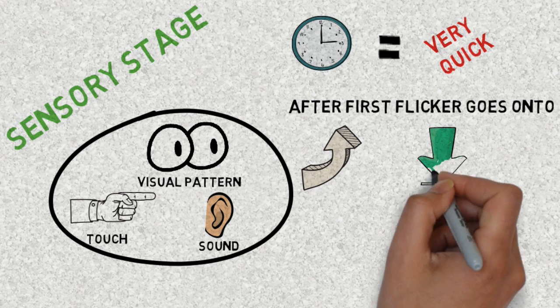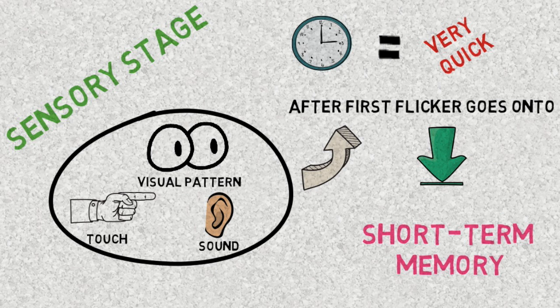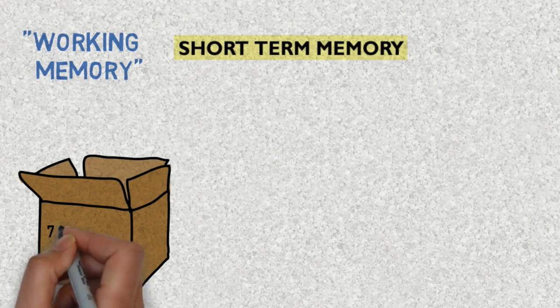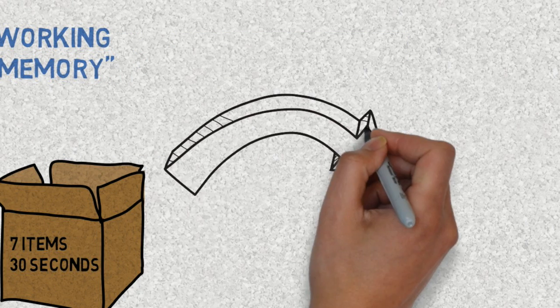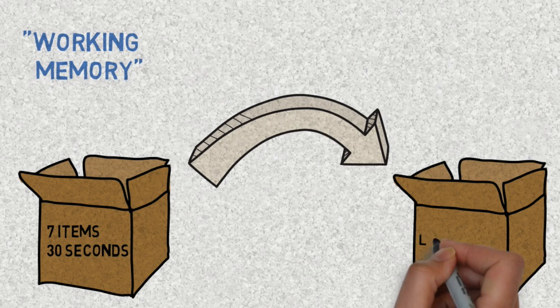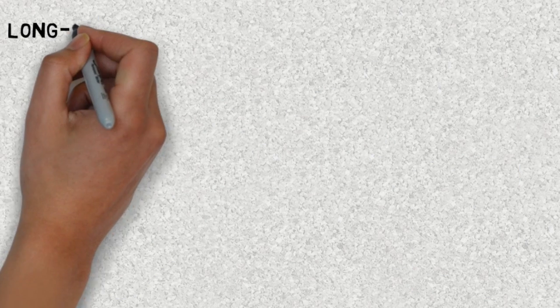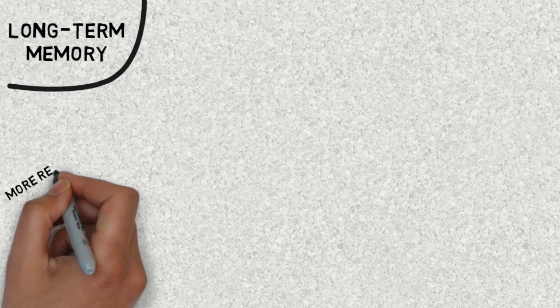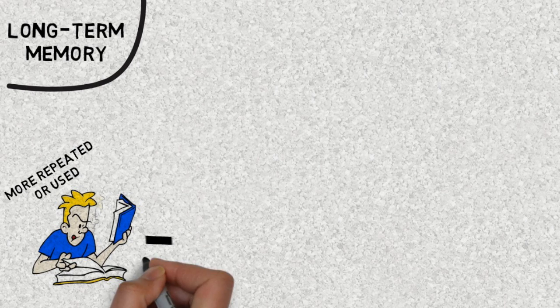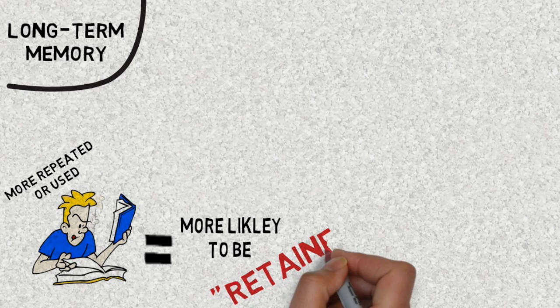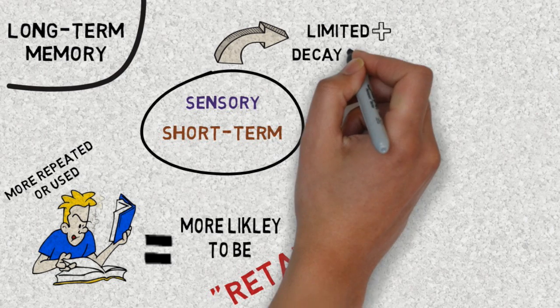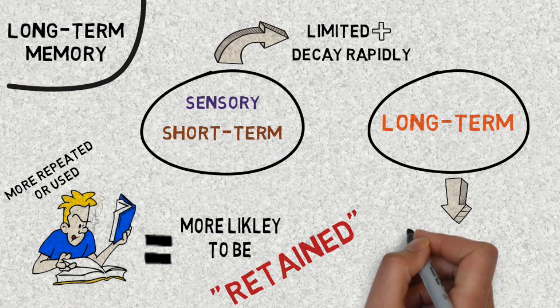After that first flicker, the sensation is stored in short-term memory. Next comes your short-term memory, also known as the working memory. It has a limited capacity and it can hold about 7 items for up to 30 seconds at a time. The information that is deemed worthy through a process unknown to scientists goes on to be stored into a long-term memory. Important information is gradually transferred from short-term memory into long-term memory. The more the information is repeated or used, the more likely it is to eventually end up in long-term memory, or to be retained. Unlike sensory and short-term memory, which are limited and decay rapidly, long-term memory can store unlimited amounts of information in depth.